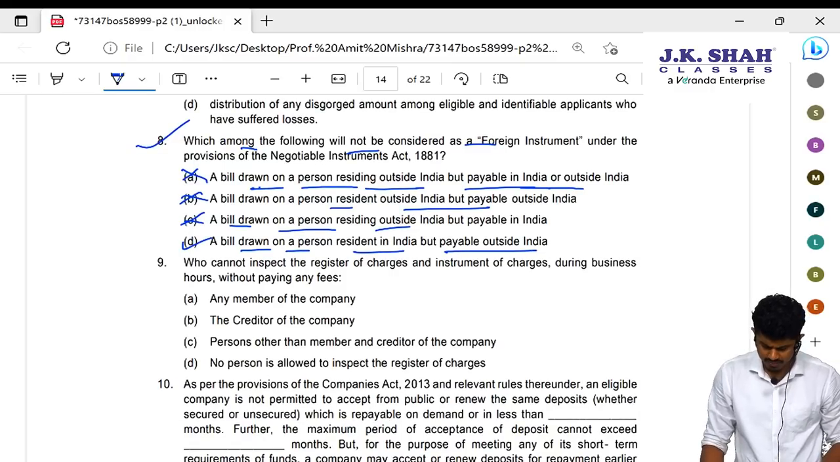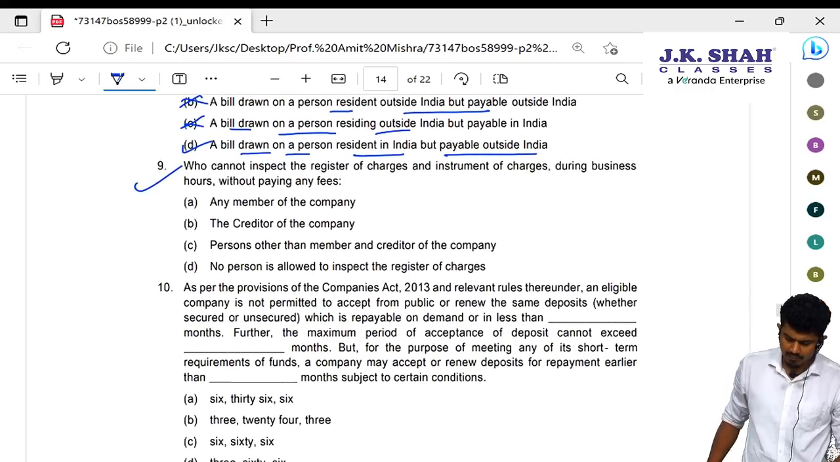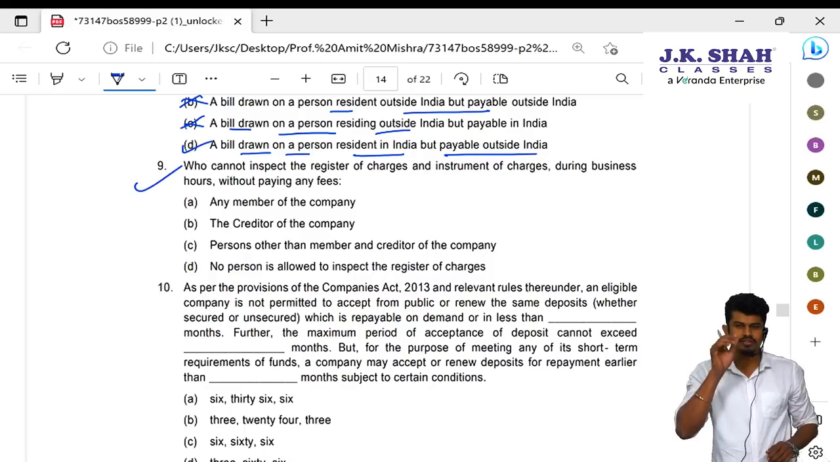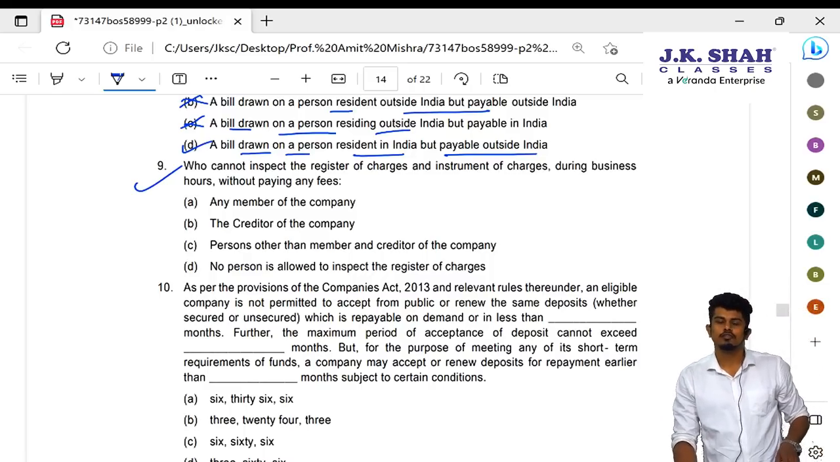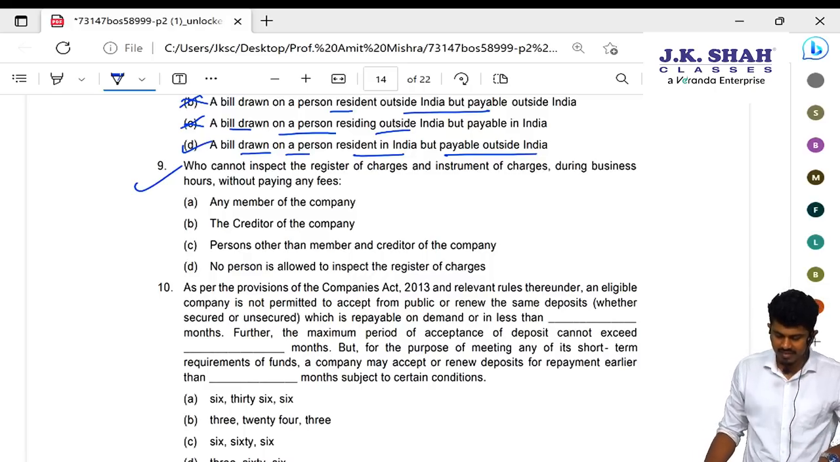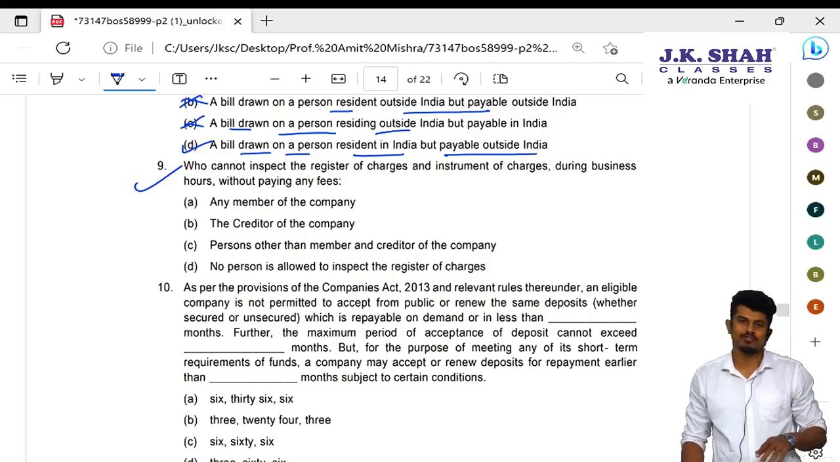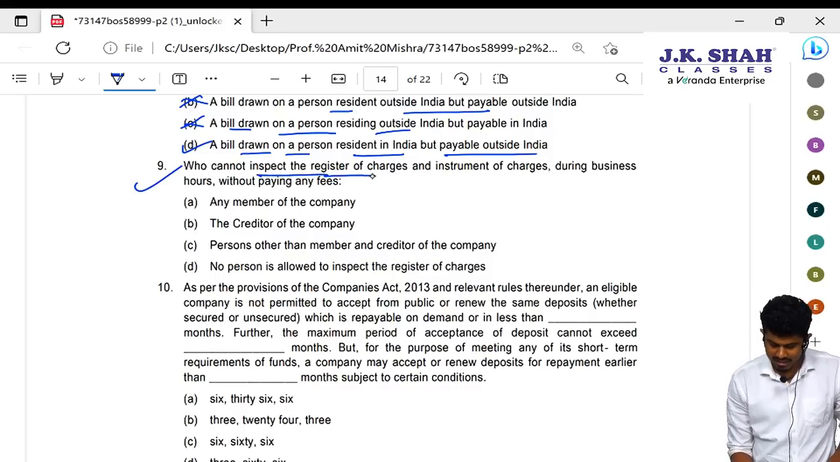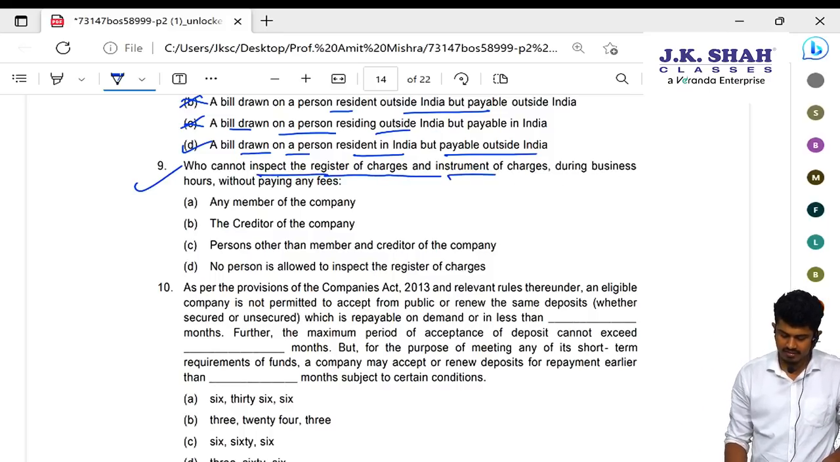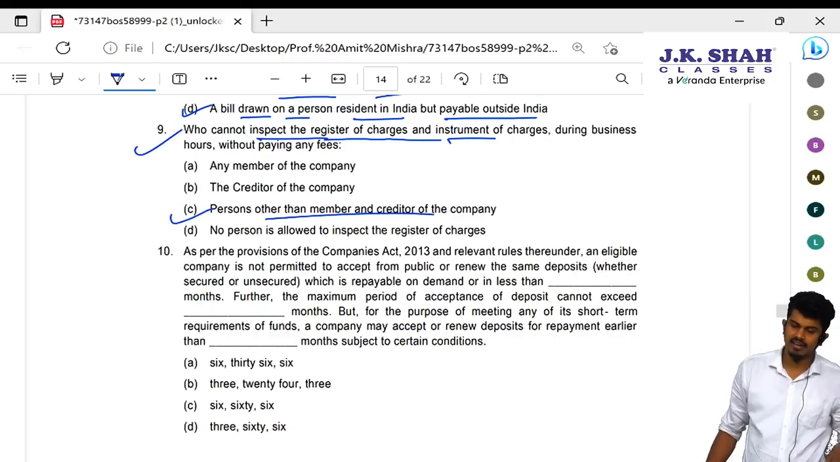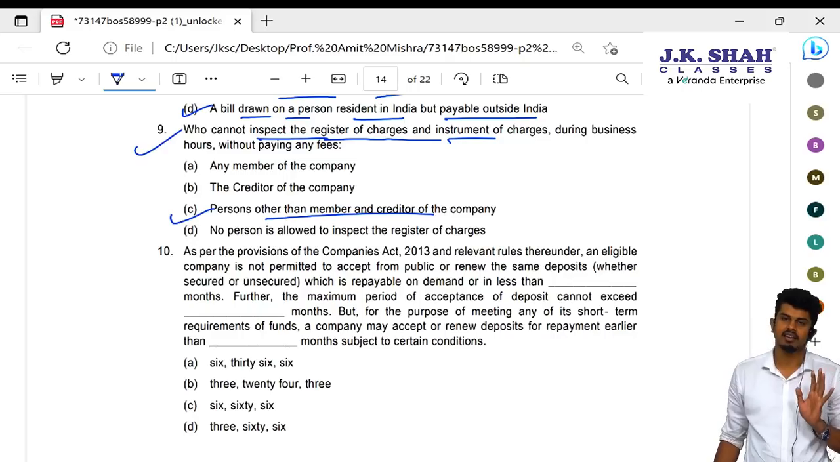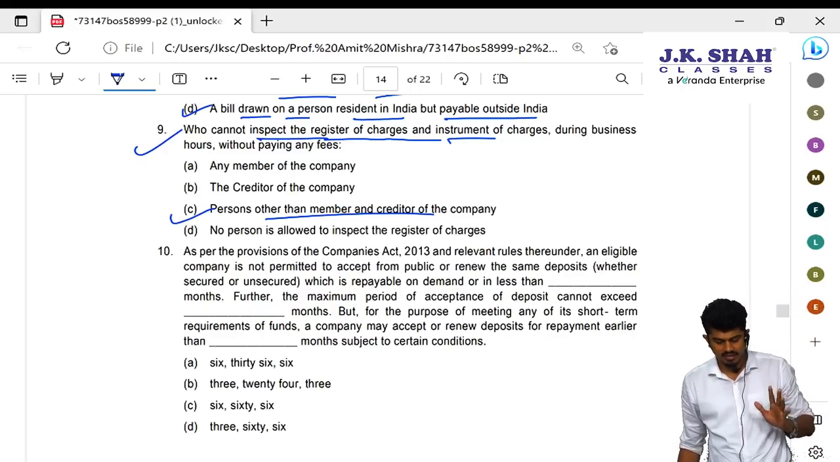Point number 9 is very beautiful because they omitted this particular section from your syllabus. This is from section number 85, but they have asked you a question from that. Who cannot inspect the register of charges and instrument of charges? Only members and creditors can inspect. A person other than a member and creditor cannot inspect. So option C will be the correct answer.